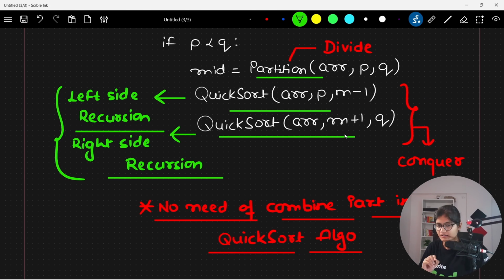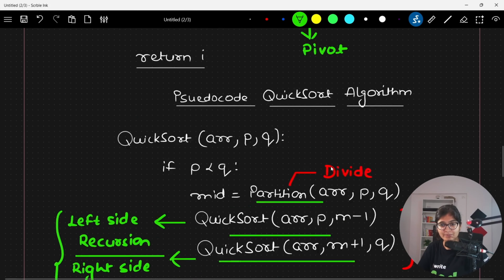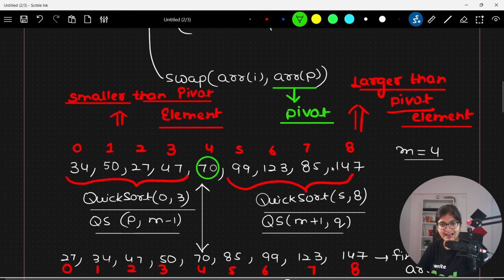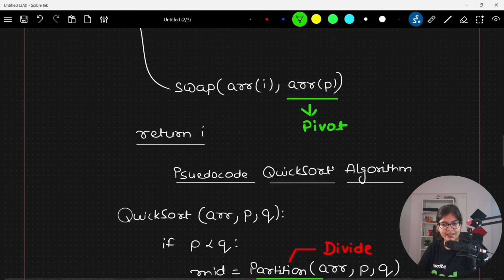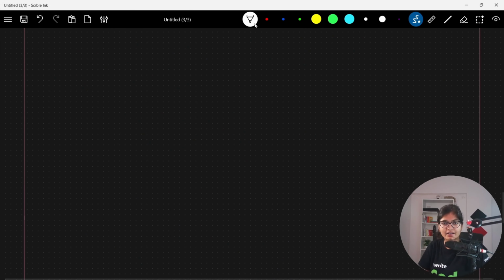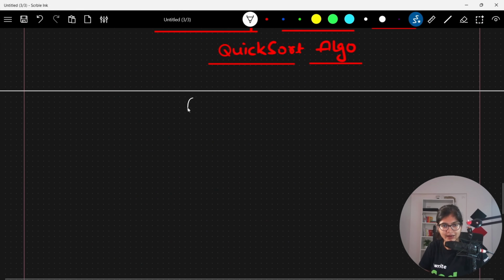Okay, perfect. I hope that I'm making sense to everyone. So basically what will happen is that suppose we will be having elements from 0 to 8. So what will happen is that a quicksort will be called, right?